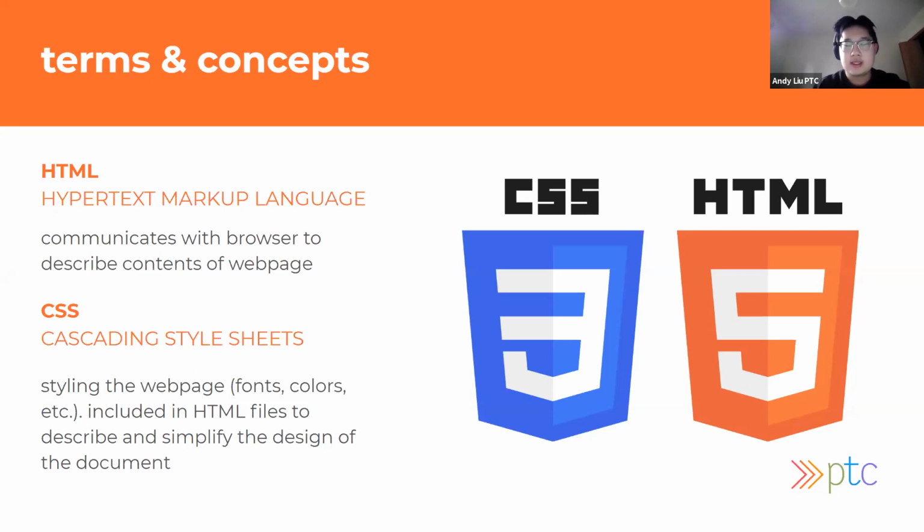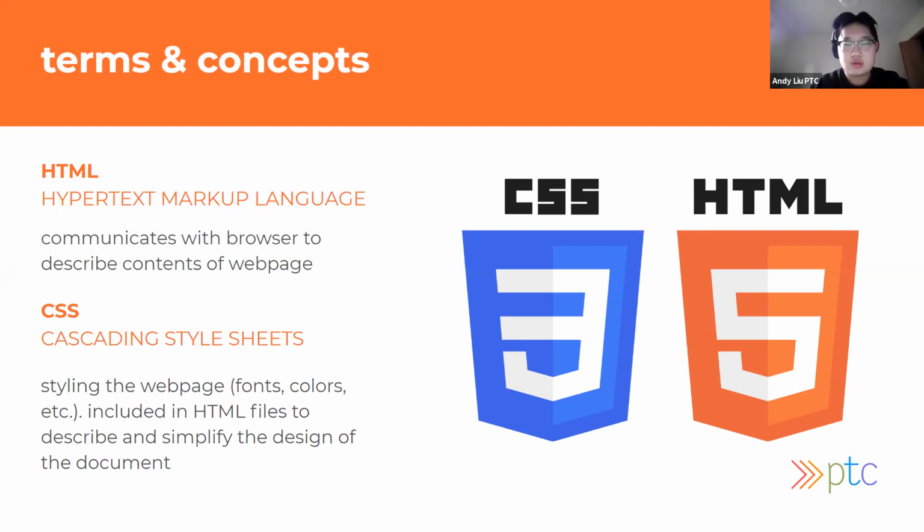HTML is basically like you're communicating with a browser about what you're trying to design. Web browsers will receive your HTML documents from a web server and then render the documents into a web page. Next, we have CSS, and CSS is basically cascading style sheets.